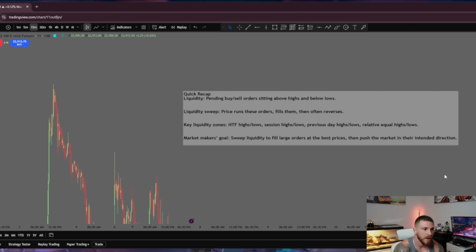Got it? Market maker's goal. We're going to go over this again. They want to sweep liquidity to fill large orders at the best price possible, then push the market in their intended direction. Correct? Good.